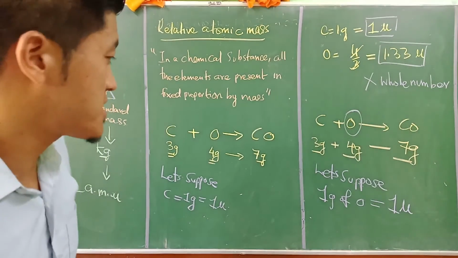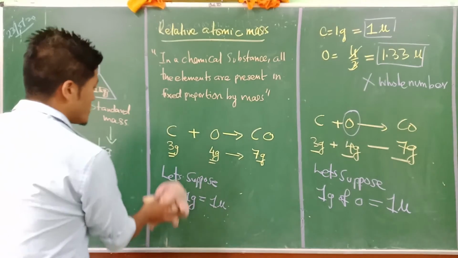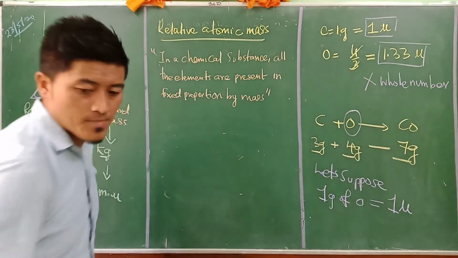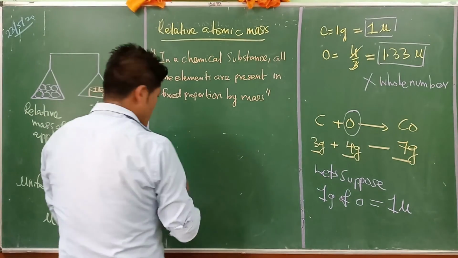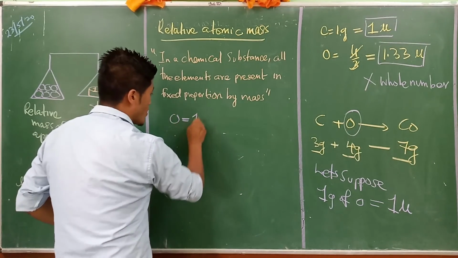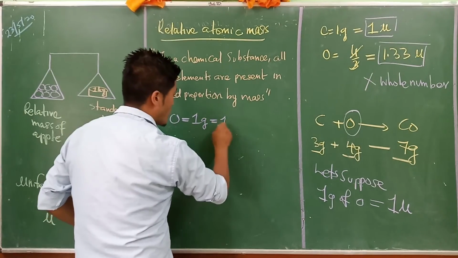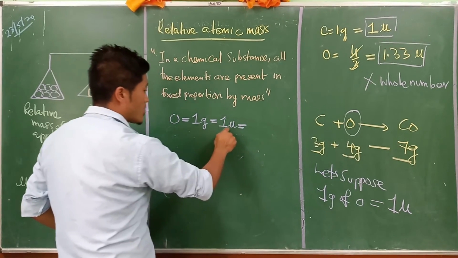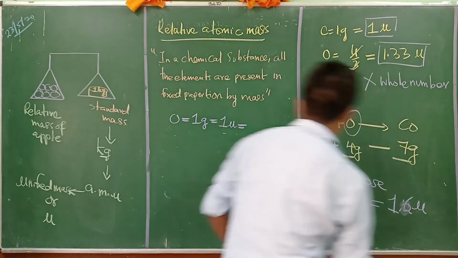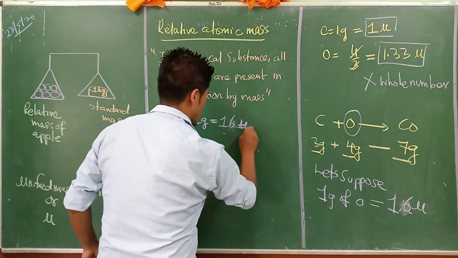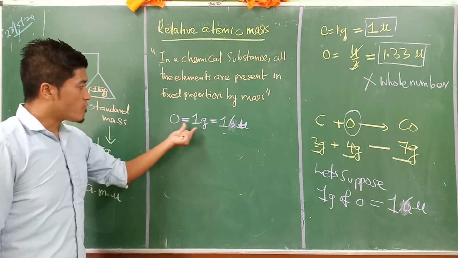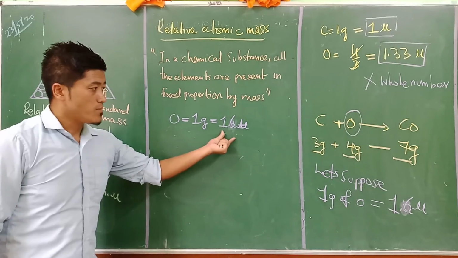Understand? For 1 gram of oxygen, they refer to it as 1 mu. So now I'm going to write on this side here. Again here, carbon. If oxygen is equal to 1 gram, is equal to 1 mu, for this oxygen, I'm sorry, this is not 1 mu, this is 16 mu. So 16 unified mass, 16 mu. Okay? So now, if oxygen for 1 gram there's a 16 U, then how much will be the carbon?